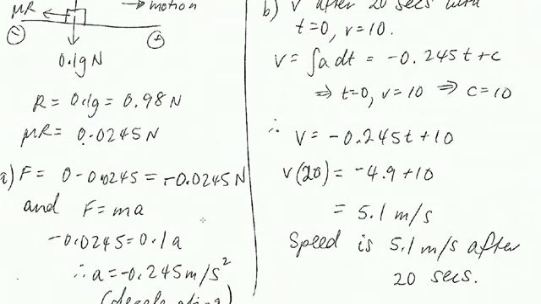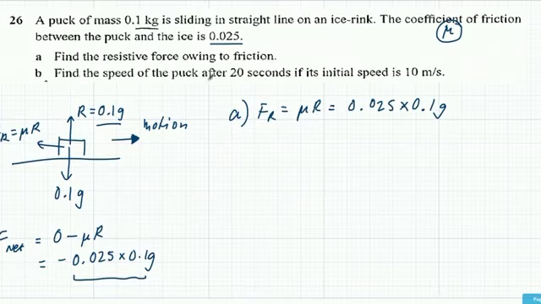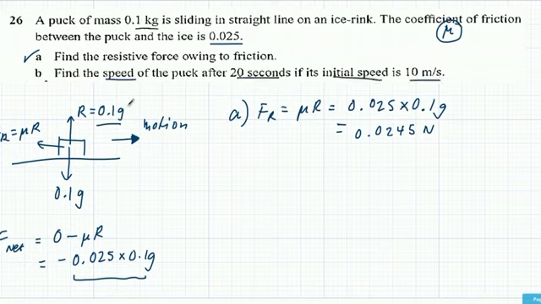0.0245. Okay, so 0.0245. So once we've got that mu times R, which I'll write here, we're now going to look at the next thing, which is finding the speed of the puck after 20 seconds if its initial speed is 10 meters per second.